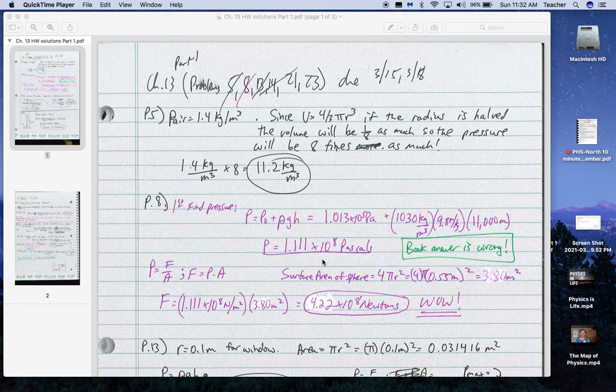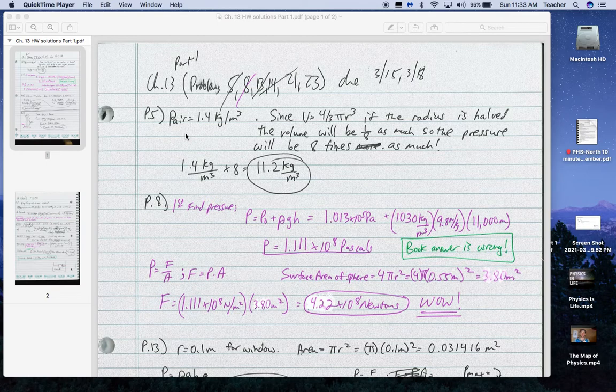Solutions to part 1 of the chapter 13 homework, which deals with pressure and density. For problem number 5, you had a sphere with a density of air inside of 1.4 kilograms per cubic meter. That's a little bit dense for air, but that's okay. And it says if the radius is halved, what will the density be?